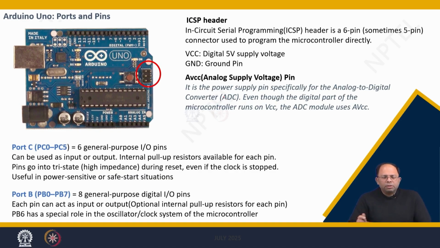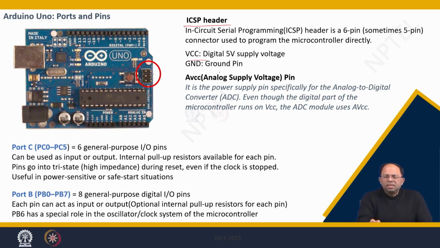So coming to the other ports and pins which are connected. As we have the ICSP header, which we discussed earlier, that is the in-circuit serial programming header, which is a 6-pin, sometimes 5-pin connector used to program the microcontroller directly. So I can send a program to the microcontroller via the USB, or we can directly put it into the microcontroller using a bootloader, using this particular set of pins over here, right?